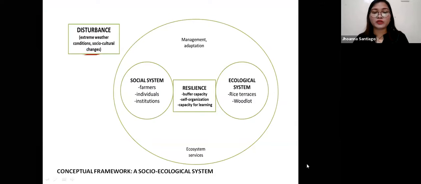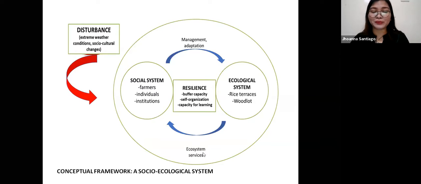So here is a model or a conceptual framework about the socio-ecological system in the Chaya rice terraces. We can see here that there are two systems. The first one is the social system, which includes the farmers, the individuals, and institutions. And it provides management or adaptation to the ecological system, which includes the rice terraces and the woodlot. So the ecological system provides ecosystem services to the social system. So what are the ecosystem services being provided by the ecological system? Like what I've said earlier, it includes provisioning of food, aesthetics, and other cultural services or regulating function.